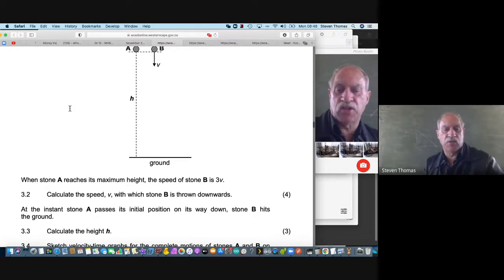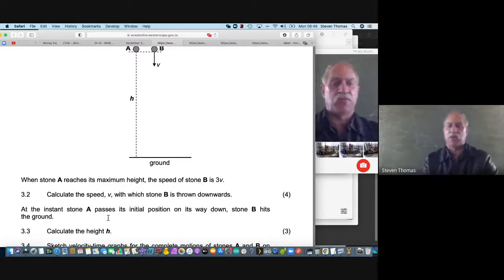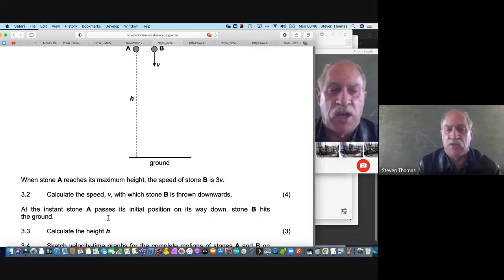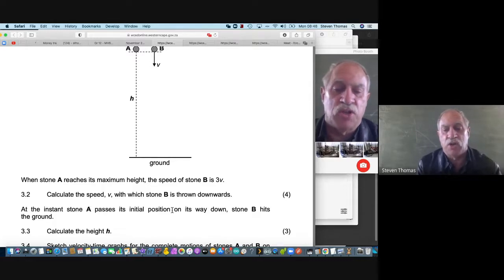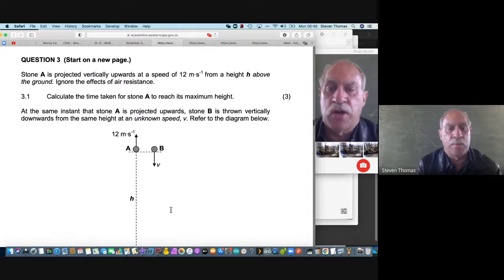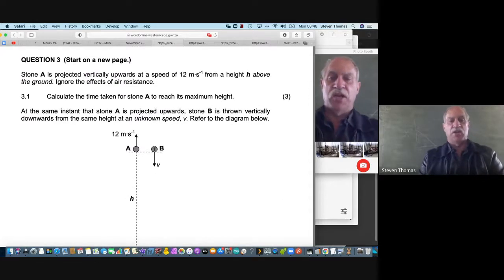Oh, here's the information we need to find h. At the instant stone A passes its initial position on its way down, stone B hits the ground. Calculate h. Okay, that's the missing piece of information. I was just wondering how we would calculate the height. Okay, so what are we told? At the instant stone A passes its initial position on its way down, stone B hits the ground. Okay, so we've already calculated the time that stone A takes to get to its maximum height.